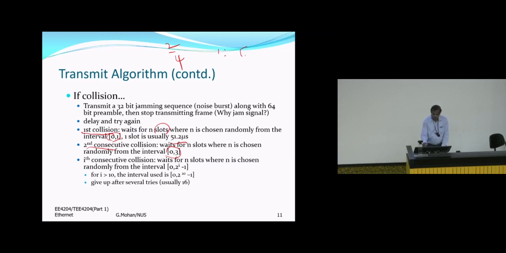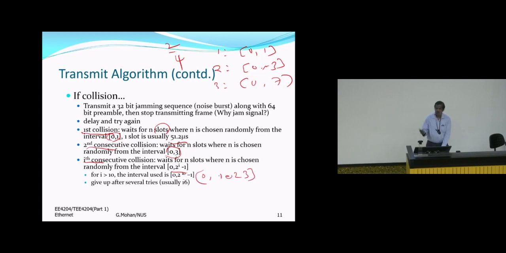So first collision is 0 to 1. Second collision means 0 to 3. Third collision is 0 to 7. Then it doubles the estimate again. It thinks that there are 8 active hosts, including itself. So it generates a number from 0 to 7. Accordingly, it defers or backs off. In general, if it is the ith consecutive collision, the interval will be 0 to 2 raised to the power i, minus 1. When it reaches 10, it will become 0 to 2 raised to the power 10 minus 1, so 0 to 1023.